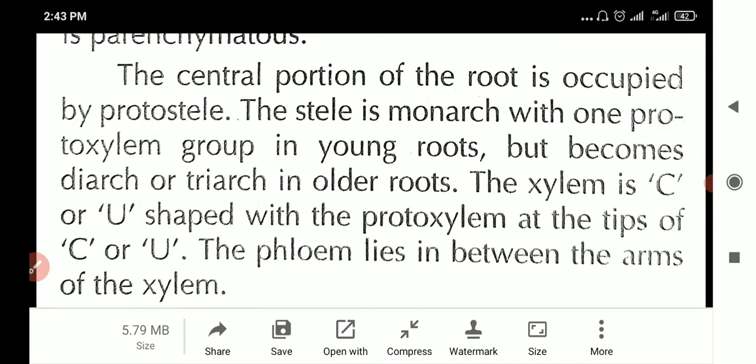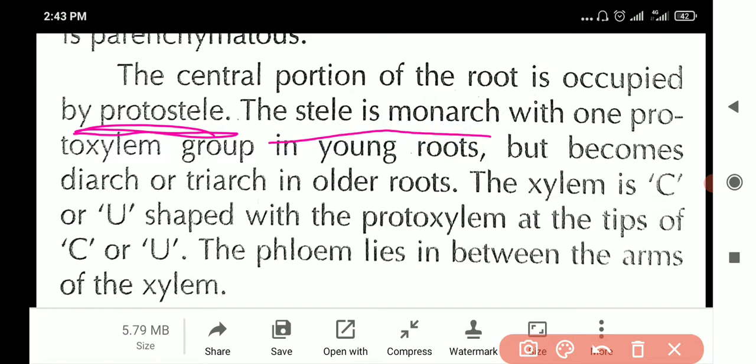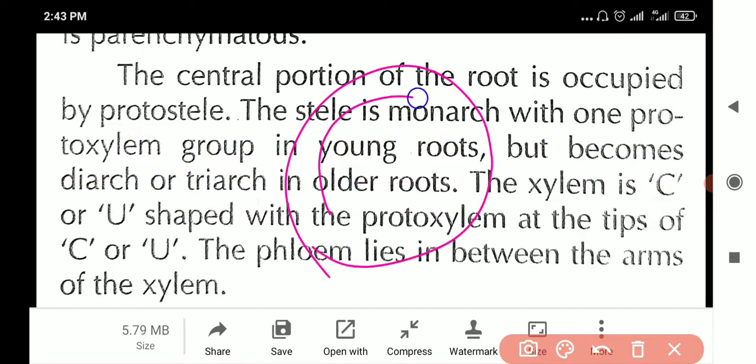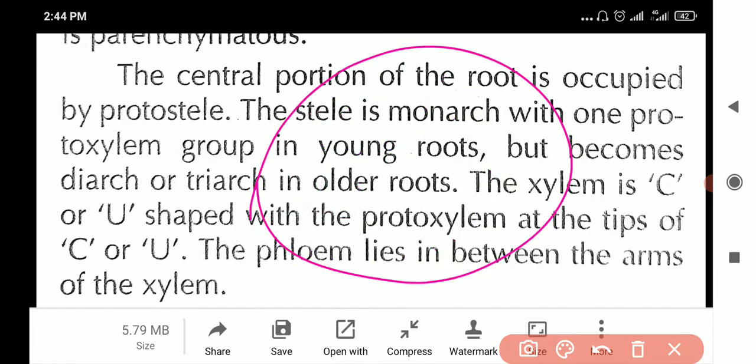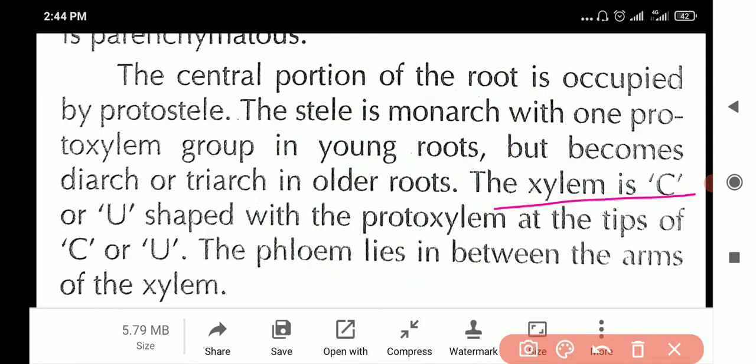Then if you look at the central part of the root, we will see that it has a protostele, or a basic type of stele. The stele is monarch with one protoxylem group in young roots, but becomes diarch or triarch in older roots. Monarch means only one xylem group is there. If it's diarch, it will mean two, or three or four. So the xylem is C or U shape with the protoxylem at the tips of the C or the U shape.